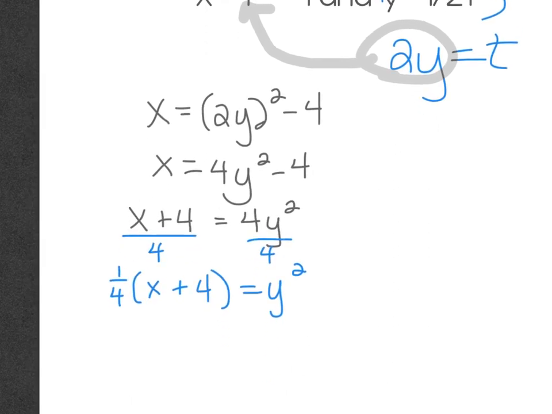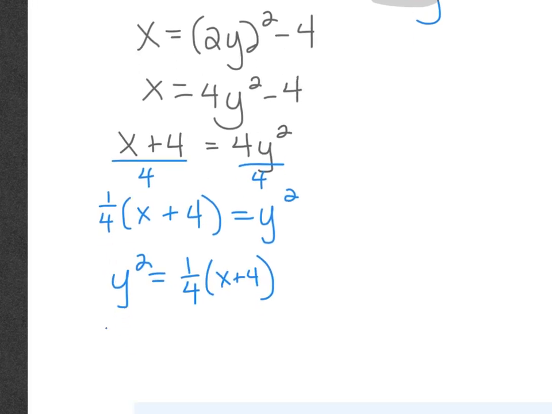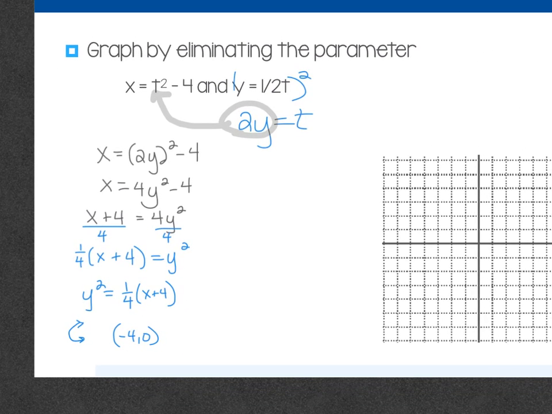And we've been programmed to see the squared on the left. If you want to rewrite it, you can, but you don't have to. So now that's in standard form. So tell me about this graph. Which direction is it pointing? If it's y squared and the 4p's positive, to the right. Okay, where's my vertex? Negative 4, 0. Okay, so right there is my approximation. I'm going negative 4, 0, plotting a point, and I'm pointing my graph to the right.